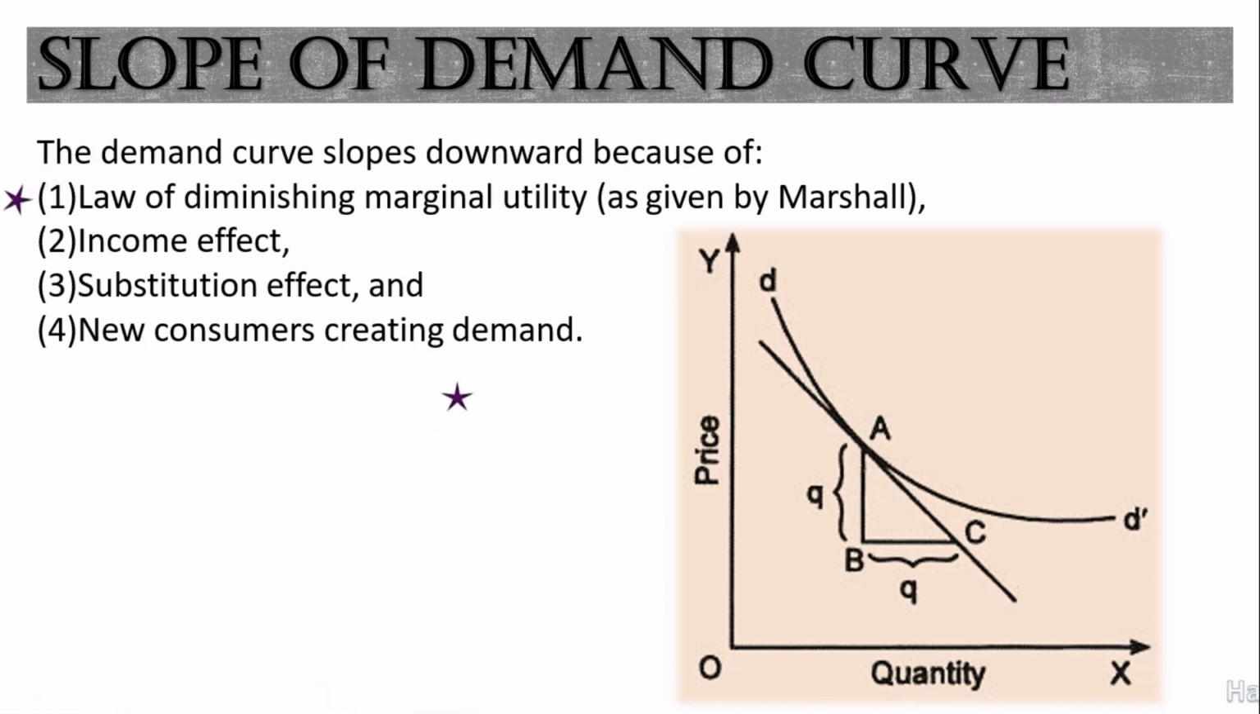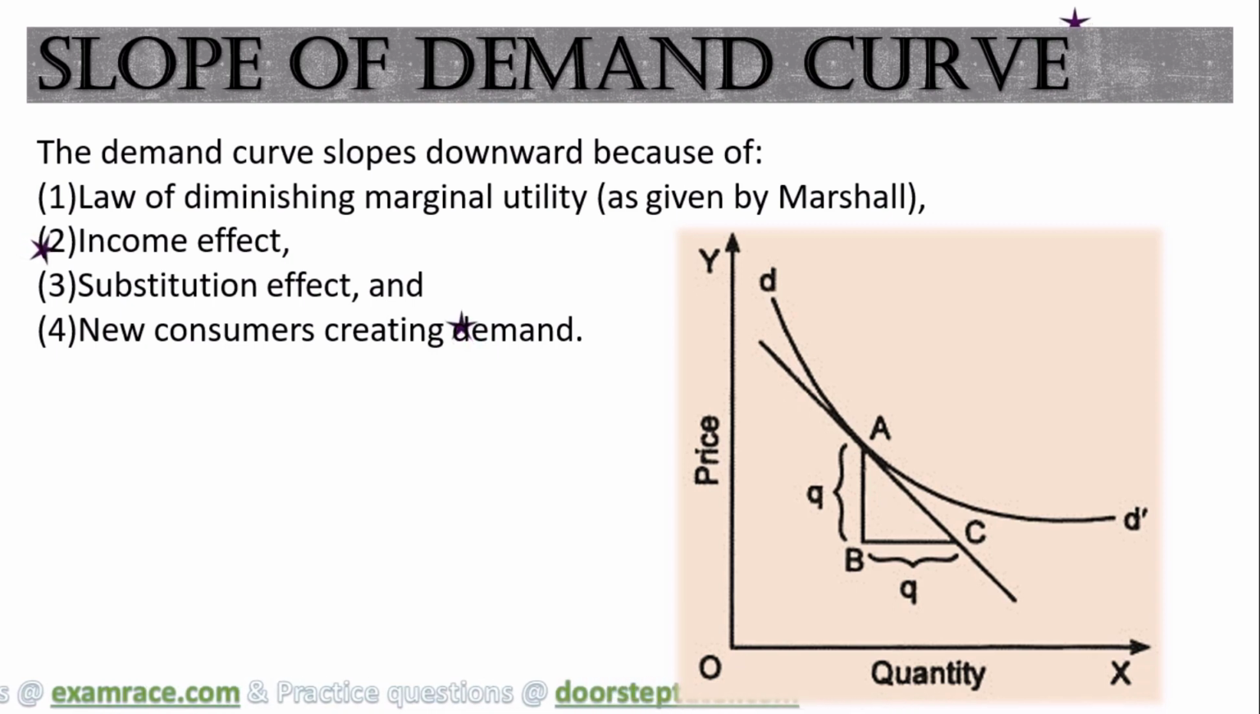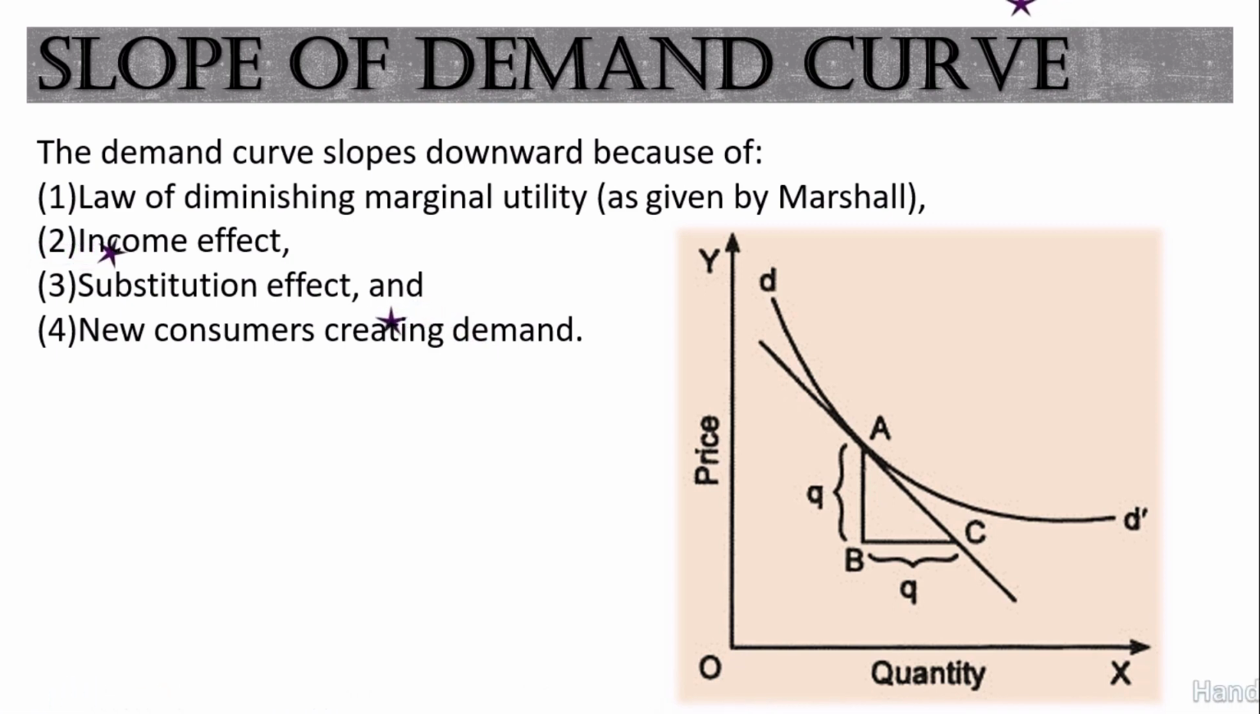Moving on to the second point, which is income effect. Income effect means with fall in the price of a good, consumer's real income or purchasing power rises and he demands more units of the good. Moving on to the next point, which is substitution effect. Substitution effect means with fall in the price of a good, consumer feels a rise in relative price of other goods, which in turn leads to more demand for the good.